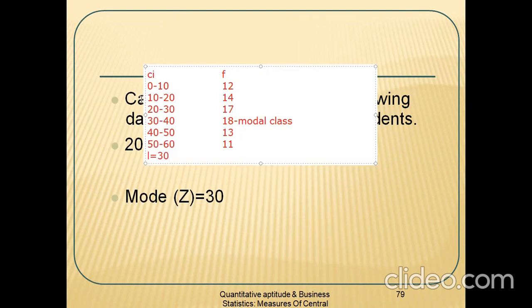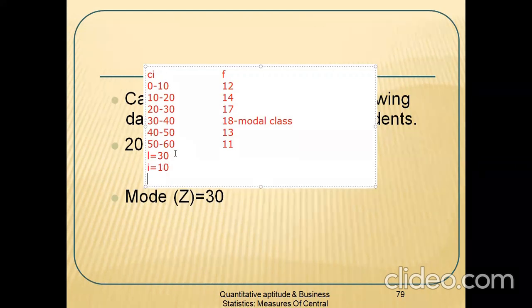Yes, the modal class is 30 to 40. That means the lower limit is 30. Then the width of the class. What is the width of the class? The width of the class is 10. I is equal to 10. Lower limit is 30, I equals 10.